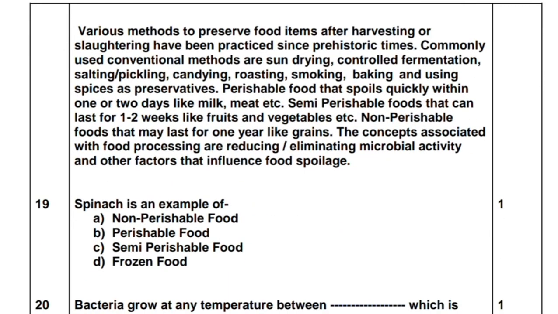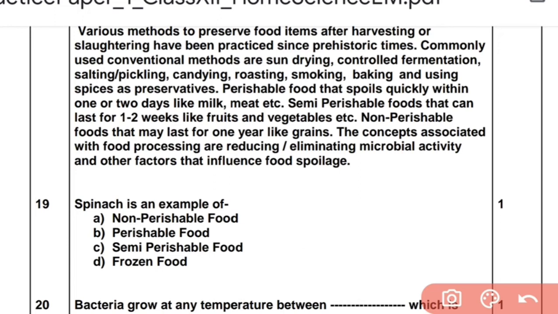Now we move over to the second case study, which is, let's see from which lesson? Smoking, baking, perishable foods. Again, this is from lessons number 5 and 6. The processed foods. Various methods to preserve food items after harvesting or slaughtering have been practiced since prehistoric times. Commonly used conventional methods are sun drying, controlled fermentation, salting, pickling, candying, roasting, smoking, baking, using spices as preservative. We make use of them in murabbas, spices, achar, sauces.